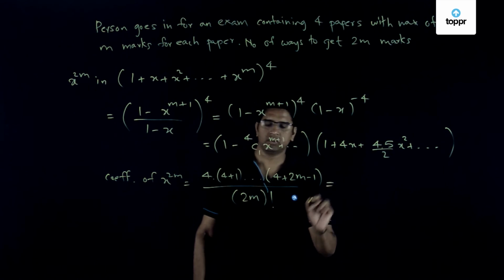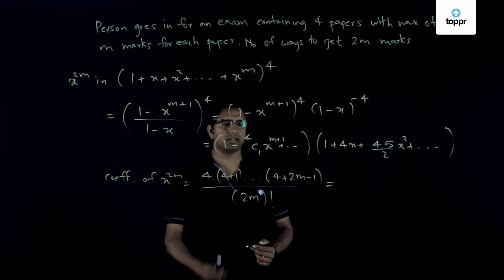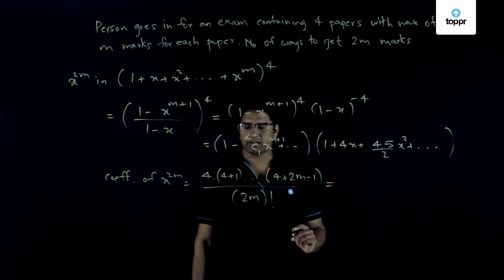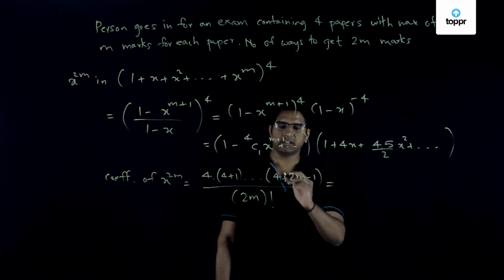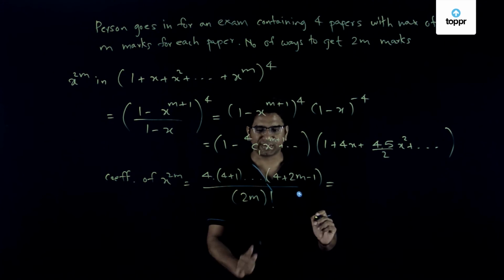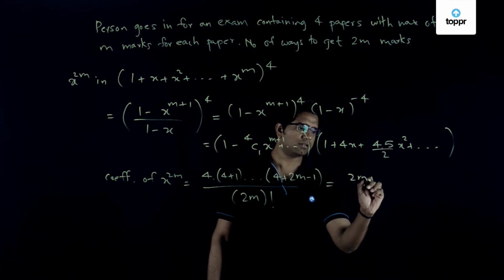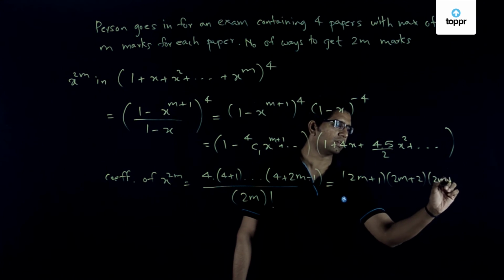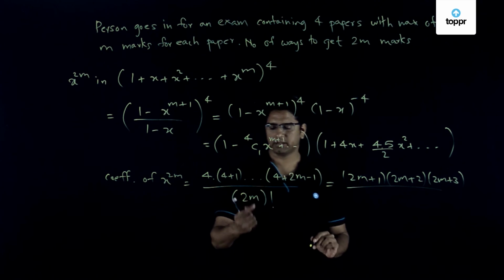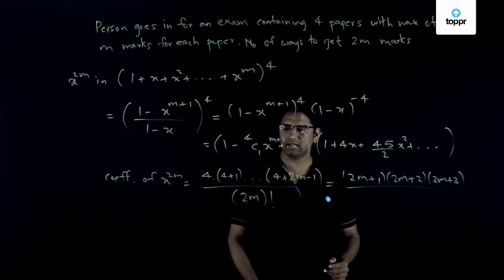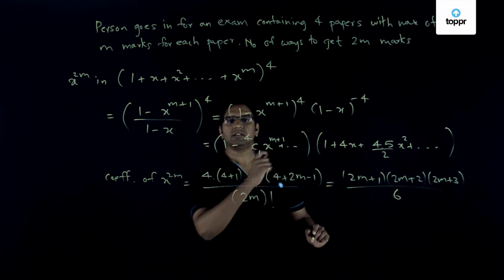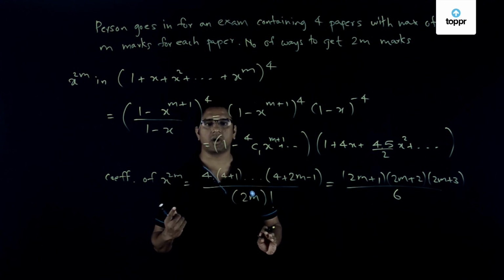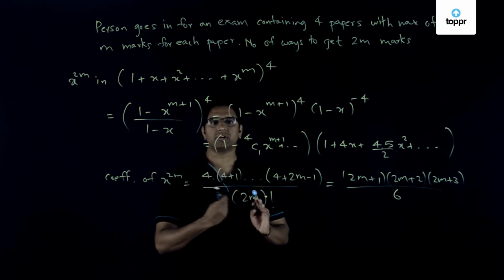If you cancel out the common terms, ultimately the only things remaining are the terms in the numerator: 2m plus 1 times 2m plus 2 times 2m plus 3, and in the denominator you will be left with 3 factorial, which is 6. You have to be very careful in such problems to cancel out the common terms and find exactly what terms are remaining.